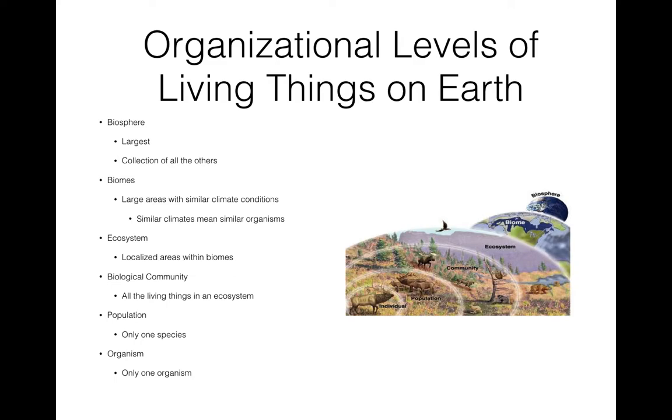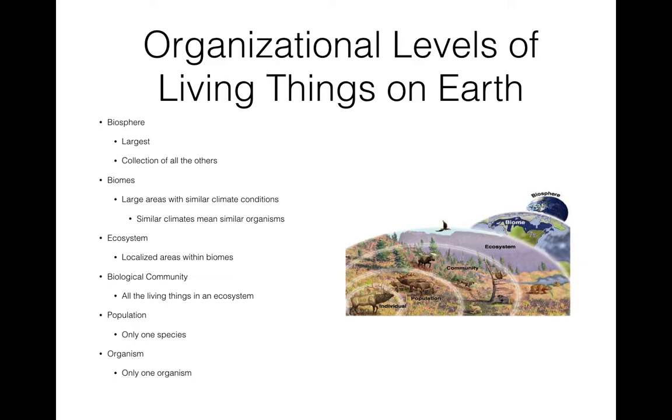If we look at the levels of organization within the planet, we describe the biosphere, which is the largest. It is the collection of all the others. Within the biosphere, there are biomes. Those are large areas with similar climate conditions. If they have similar climate conditions, they're going to have similar types of organisms, because one of the things organisms adapt to is climate conditions. Within those large areas, there are localized areas called ecosystems, and within those ecosystems, there are the living things, which we call the biological community.